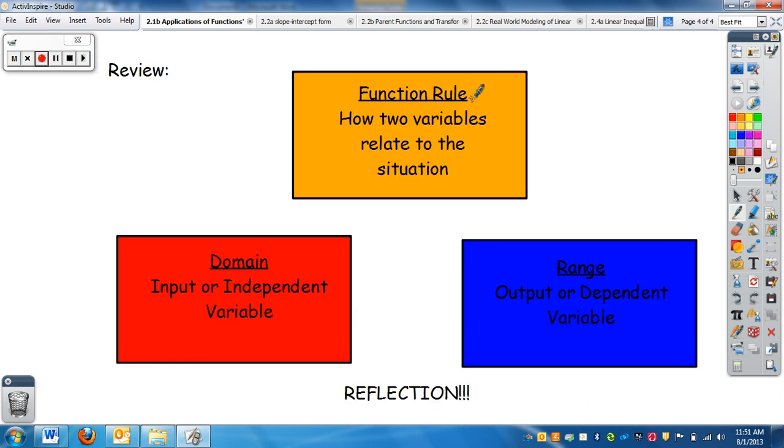So just to review, again, we're writing a function rule, how two variables relate to the situation. You're writing an equation. And then that just kind of helps you plug in numbers to figure it out. You have your domain, which is your input, or your independent variable. And you really got to think about high and low. So low to your high. And that kind of tells you what you can put in your domain, what's the lowest number you can put in, what's the highest. And the same as range, which is output. What is the lowest output you can have, and what is the highest.